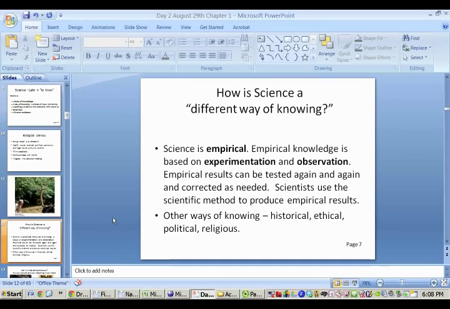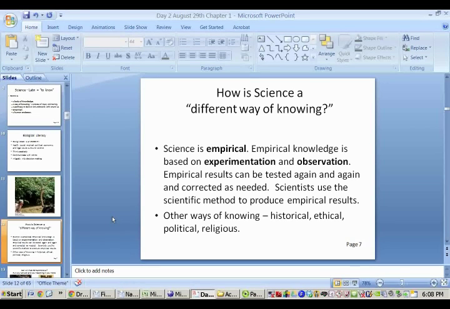So how is science a different way of knowing? There are lots of different ways that we know and understand our universe. Some of them can be historical. We understand what's happened in history, and as people have done research about some of the actions that happened in the past, we can understand that better. There are ethical ways of knowing. What's the difference between right and wrong? There are political ways of knowing. There are religious ways of knowing.